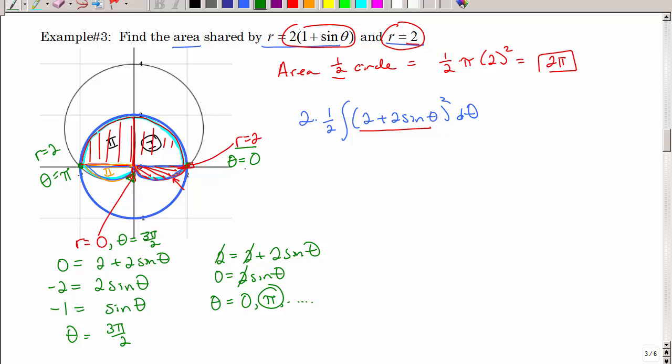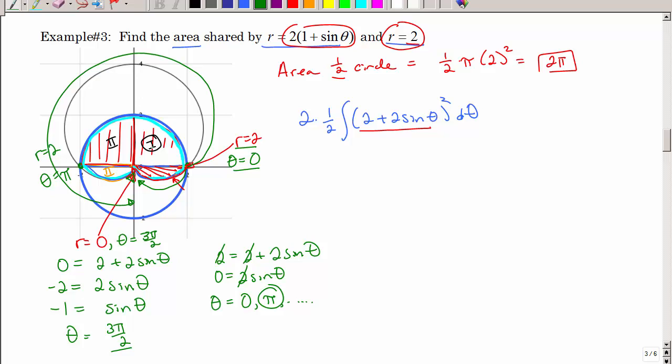Well, so I have my limits. I have 0 to 3 pi over 2. Does that really go in that order? Can I go from 0 to 3 pi over 2? Does that get me that? No. 0 to 3 pi over 2 would go from 0 all the way to 3 pi over 2 this way. And that's exactly what we don't want.